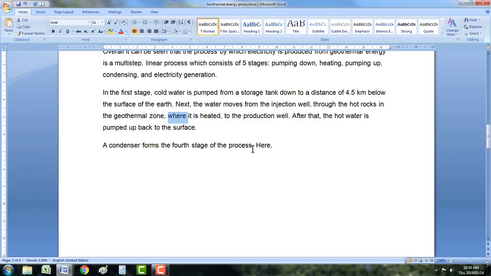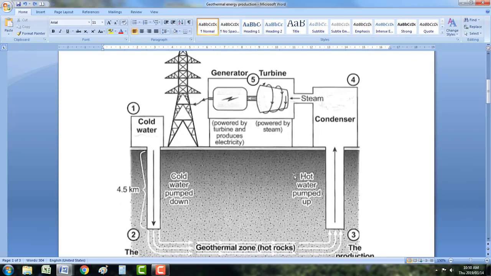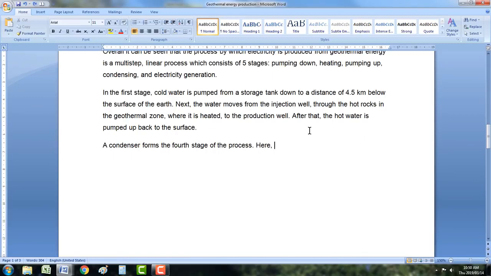comma where, or you can use full stop here, comma. So I could do it like this, or I could do it like this. Same thing, but use it in the process. It's very useful. Here, what happens? The hot water is converted to steam. You can say the hot water becomes steam, active, or the hot water is converted to steam.